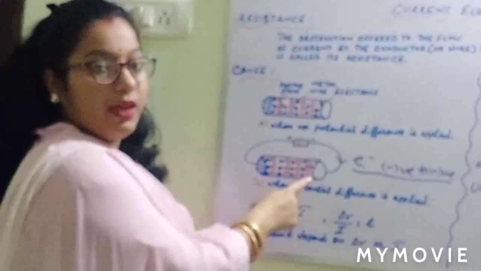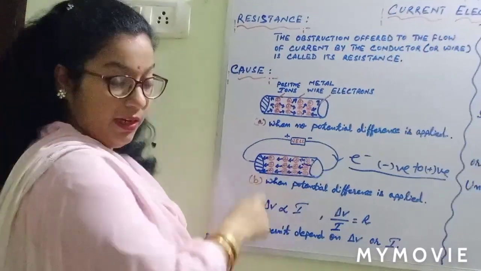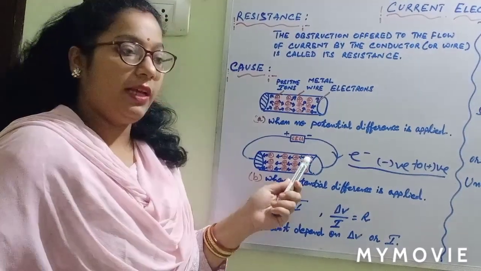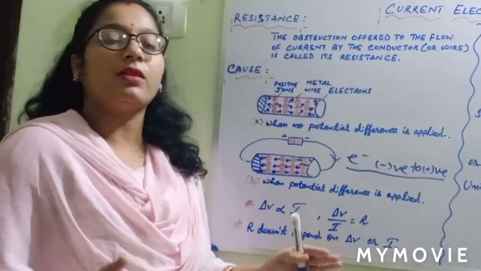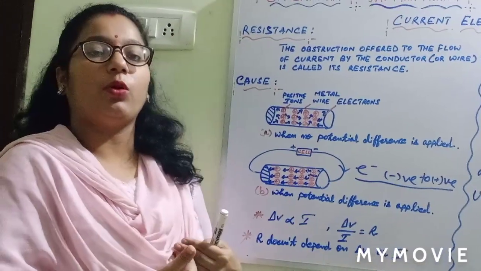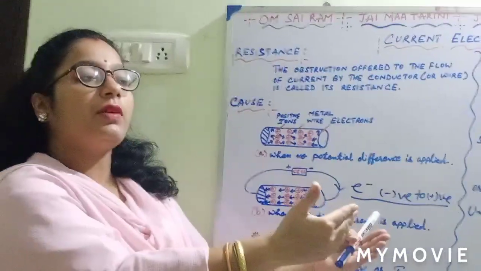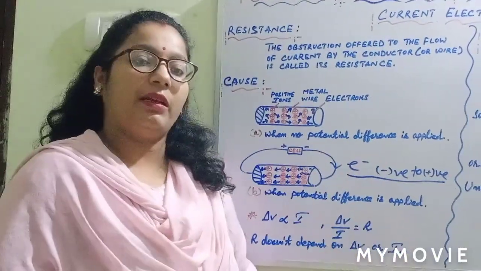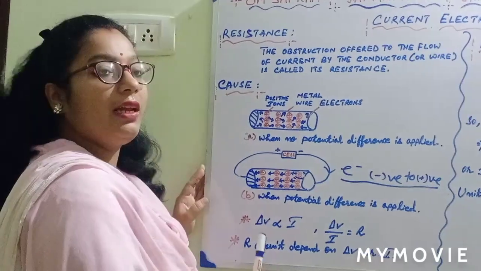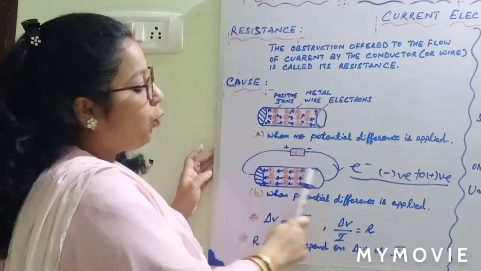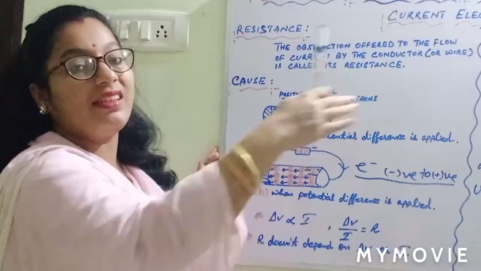Can you see the positive ions? The positive ions are denoted in red color. These positive ions are stationary at their own place. Once the electron comes and collides, the velocity with which it is coming will decrease. That's why the electrons do not move from one end to the other end with increasing speed.